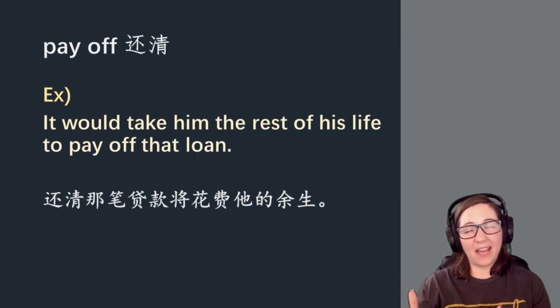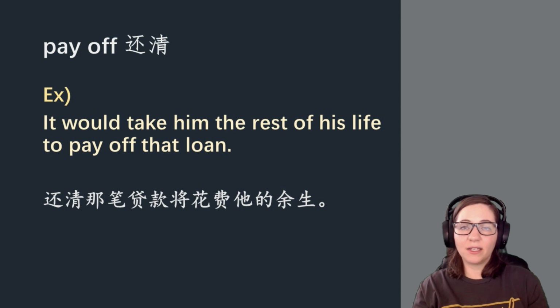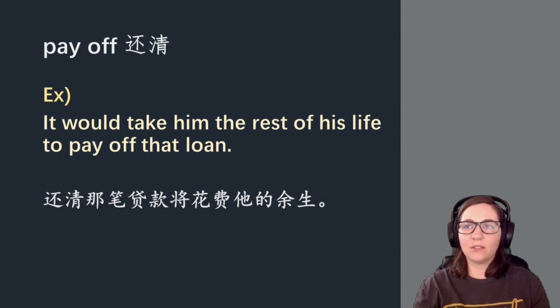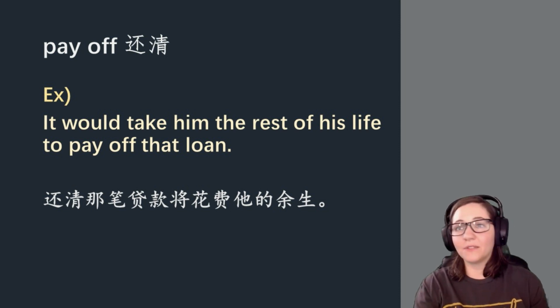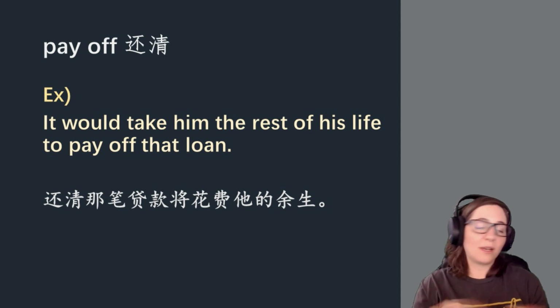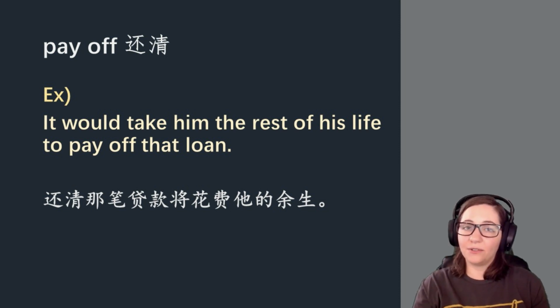The next one is pay off. And pay off means to repay or to complete payment on something. So it would take him the rest of his life to pay off that loan.